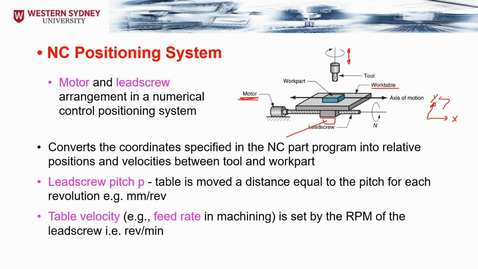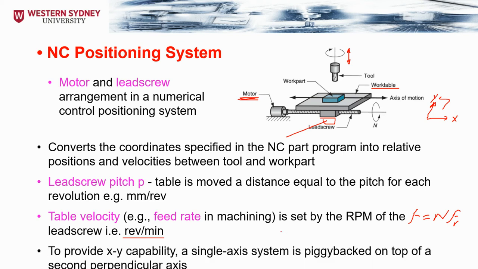The table velocity is what we have as the feed rate on the machine. It's set by the RPM of the lead screw, or how many revolutions per minute we have for the lead screw. So a higher RPM value is going to achieve, of course, a higher value for the feed rate. Now the feed rate is equal to N multiplied by the rotational feed rate. So remember that equation.